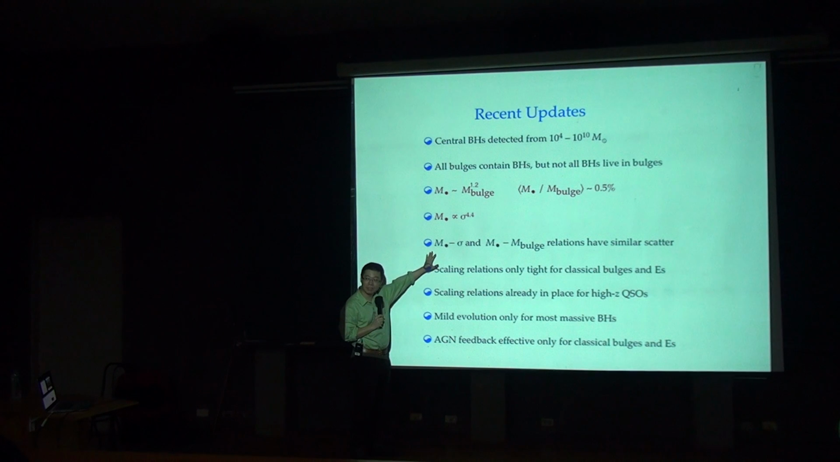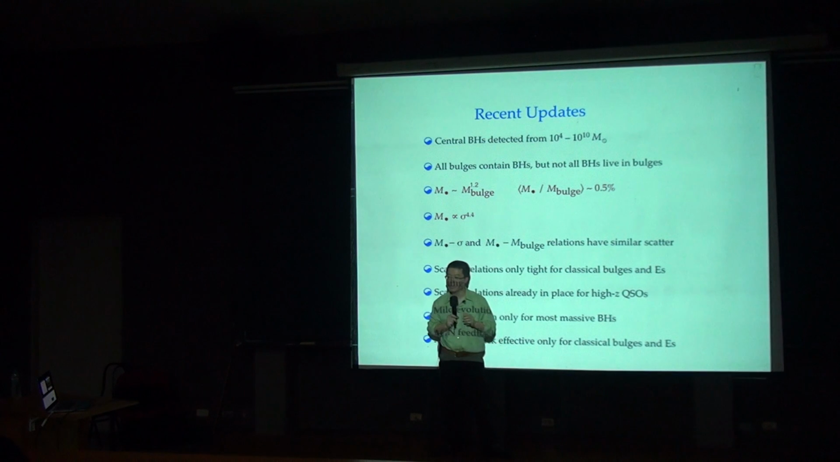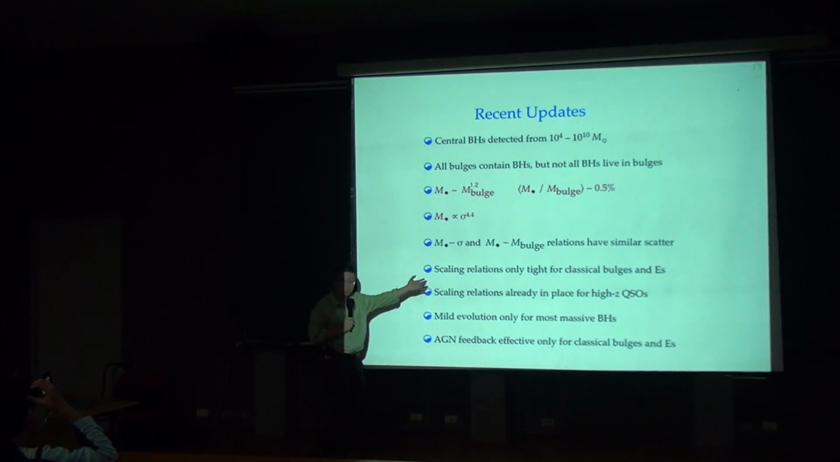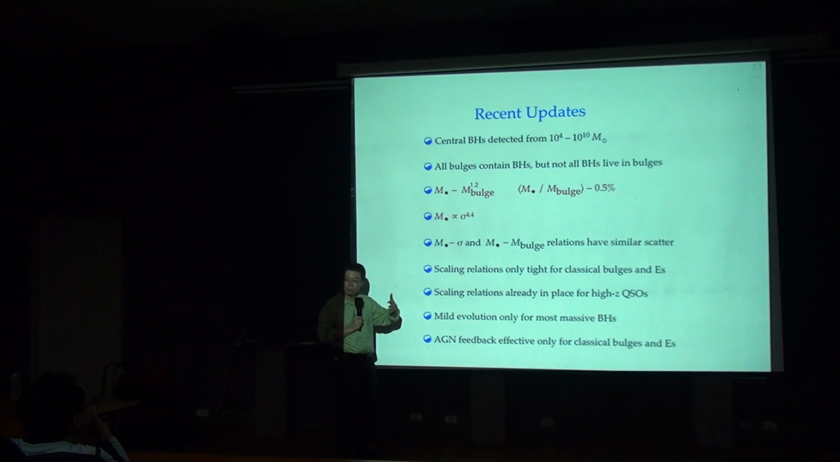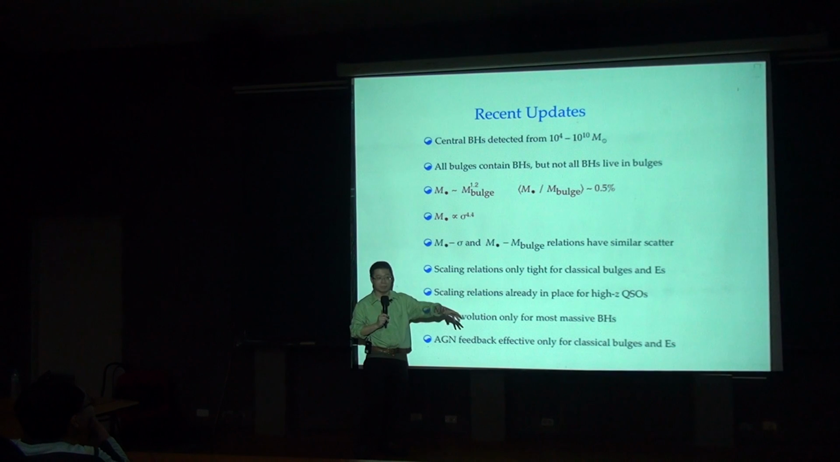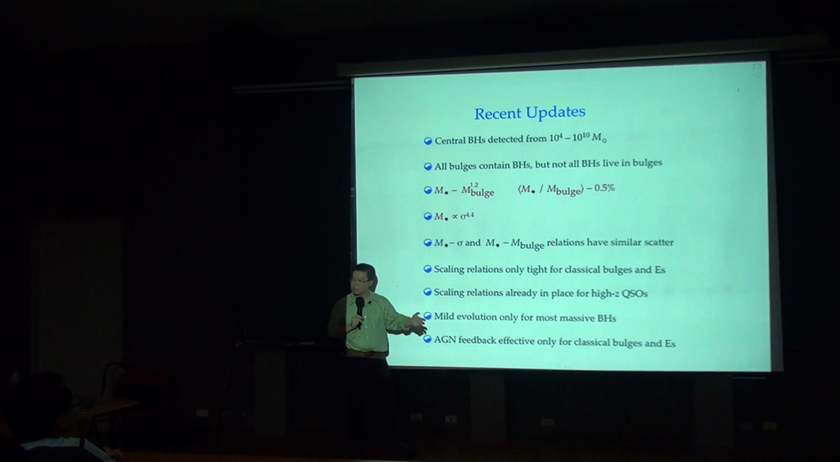However, these relations are tight only for these old classical bulges, elliptical galaxies. They're only for this subset of galaxies that were formed a long time ago, back when quasars were doing their thing, and we see it. I just showed you these high redshift quasars. They define this nascent scaling relation already at the highest redshifts. The scatter looks larger. I have no idea how much larger because I don't have error bars, but it certainly seems to be there.